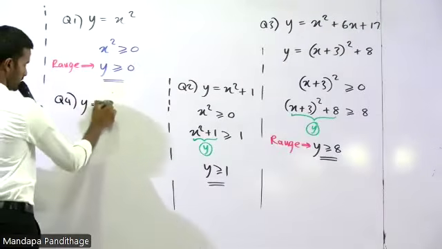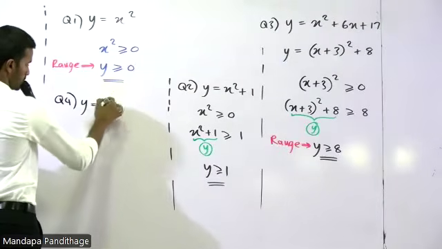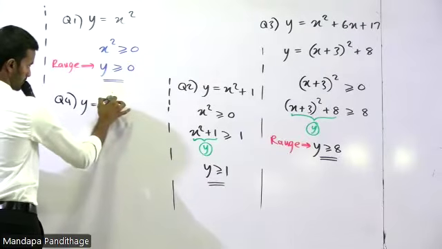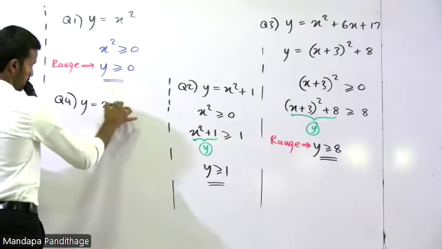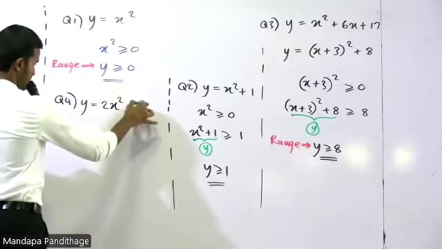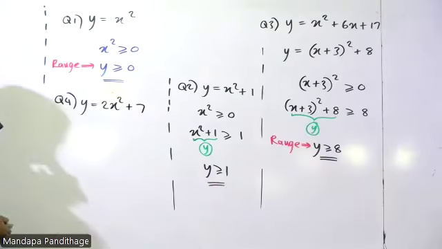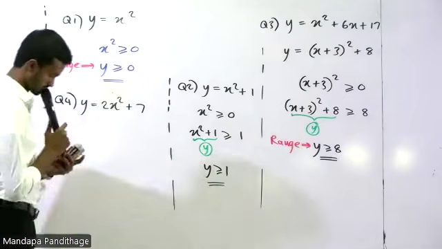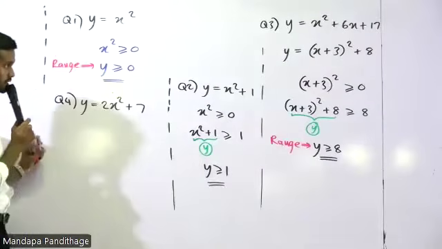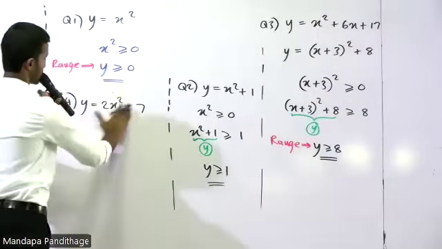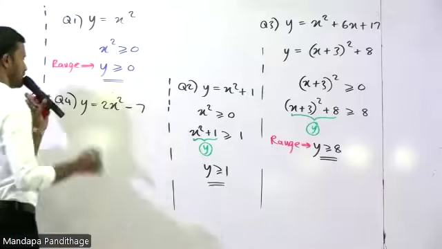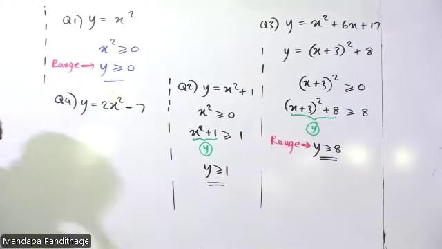Okay, same method. Y is equal to 2x squared minus 7. Find the range of this one using the same method.